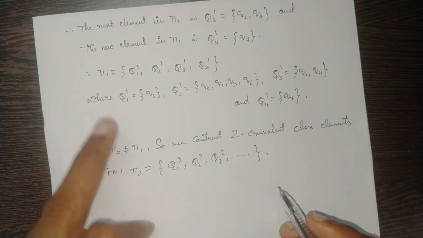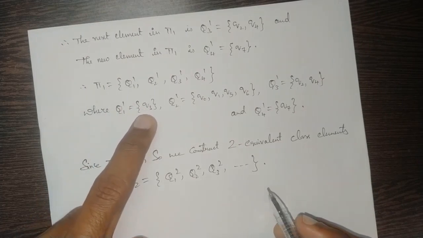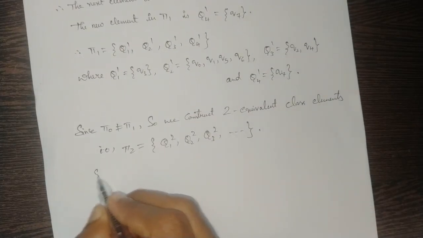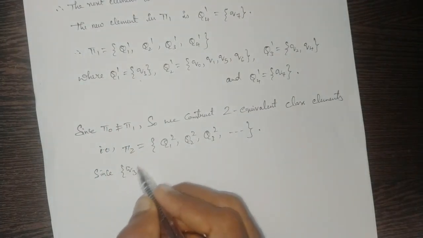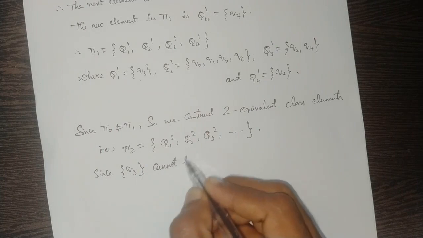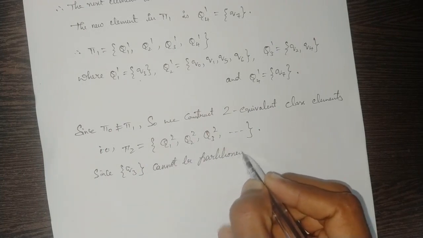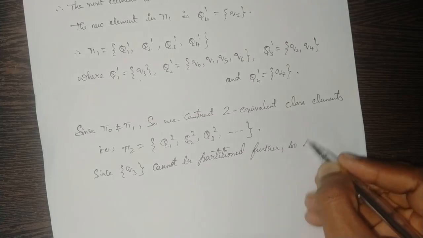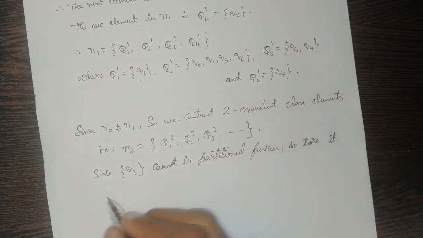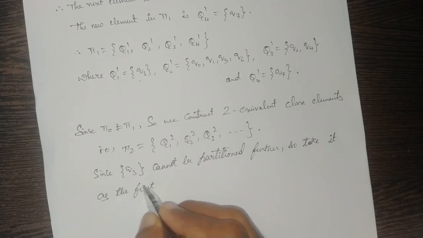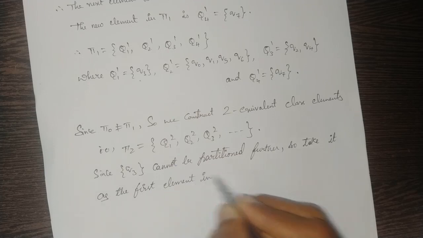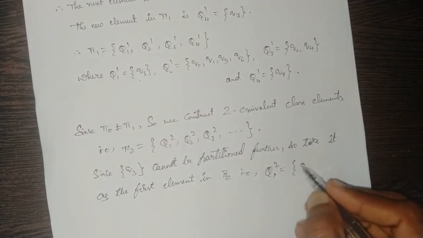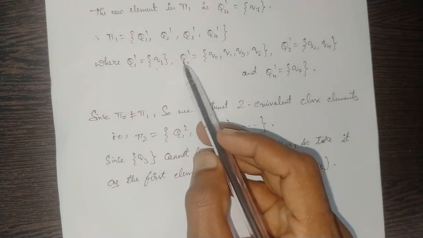The first element in I1 is the singleton Q3, which cannot be partitioned further, so we take it as the first element in I2, that is Q12, the singleton Q3. So what is the next element in I1?